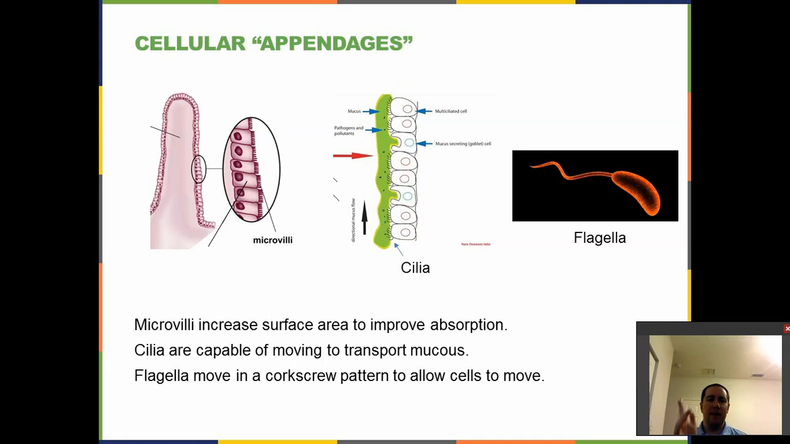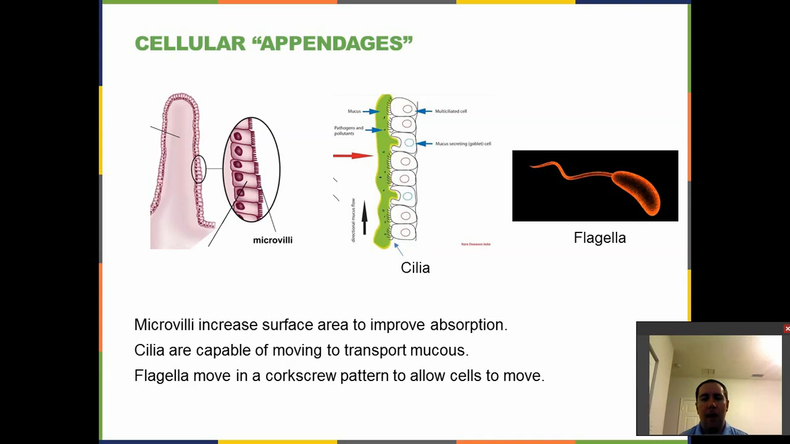So the cilia actually will beat. It's like the finger going like this, and as they move, they create water currents, and the water currents are actually going to move the mucus. So cilia can move, whereas microvilli can't.